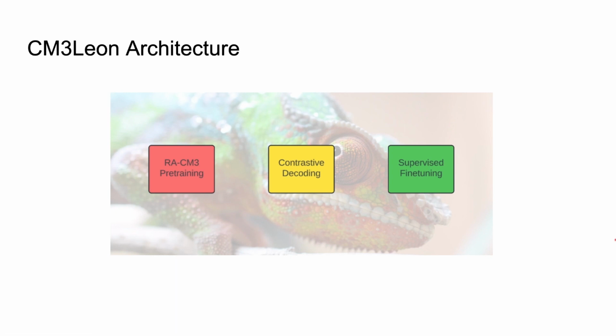Now, how exactly is Chameleon doing all of this? Well, there are 3 phases to it. The first is the pre-training phase using RACM3.